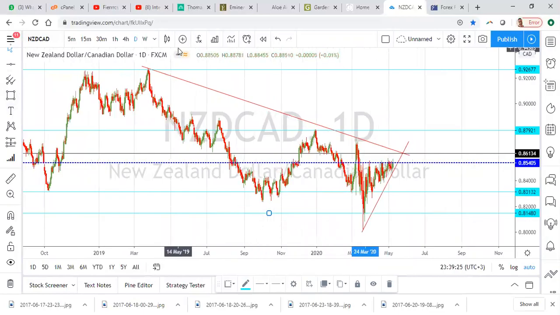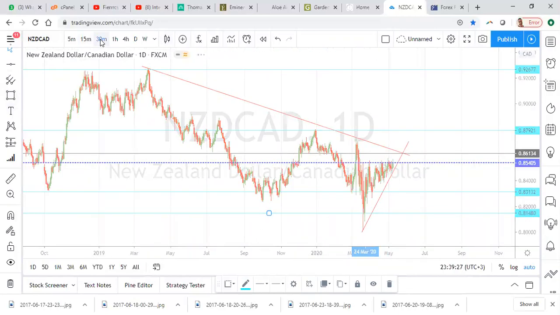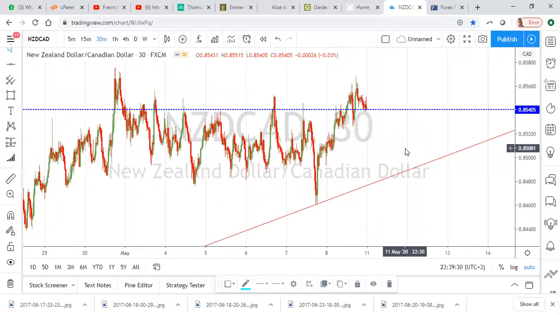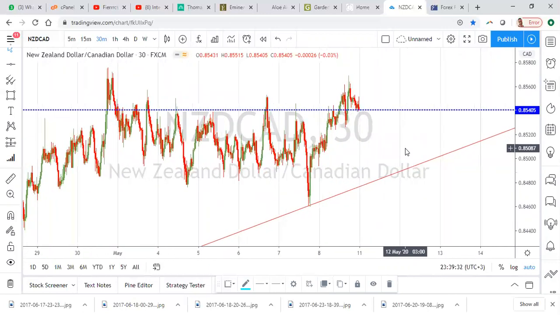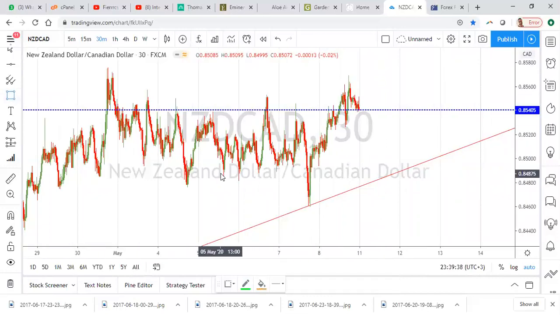Then I come to the 30 minutes. And on the 30 minutes, I look for my zones or my floors. So I guess price is here. So the lower low is around here. So I'll just do this.